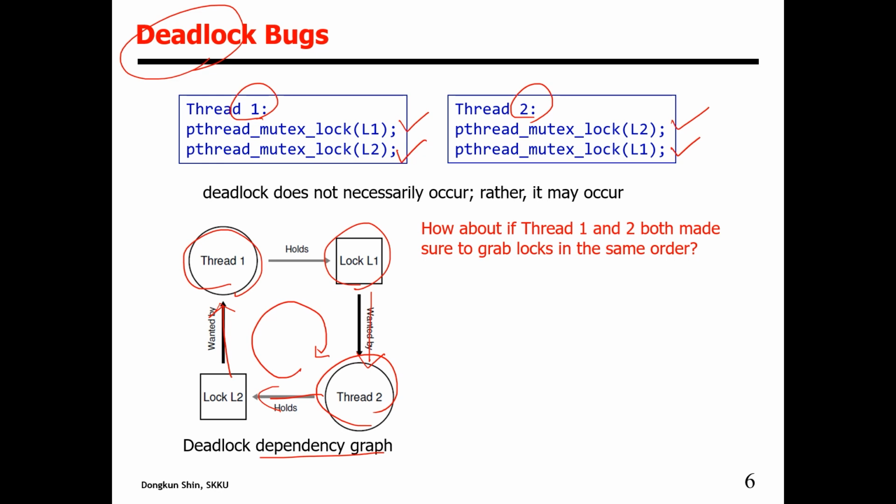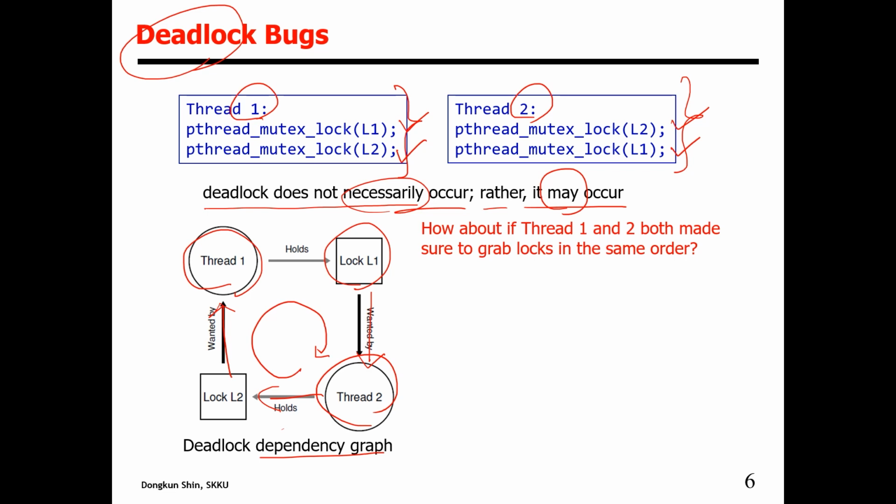But deadlock does not necessarily occur; rather, it may occur. If thread 1 is executed first, and after its completion thread 2 is executed, then there is no deadlock. Okay, so unfortunately, if two threads concurrently hold a lock and are each waiting for another lock, then the deadlock may occur.